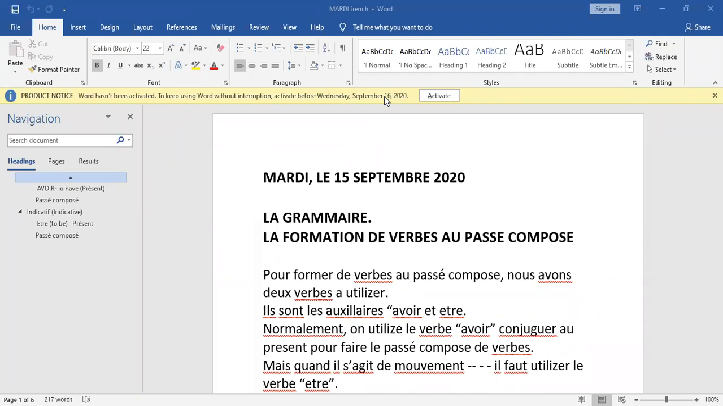An example of a movement verb is the verb aller, which means to go, the verb venir, to come. These two are movement verbs, and they are not the only movement verbs that we have.